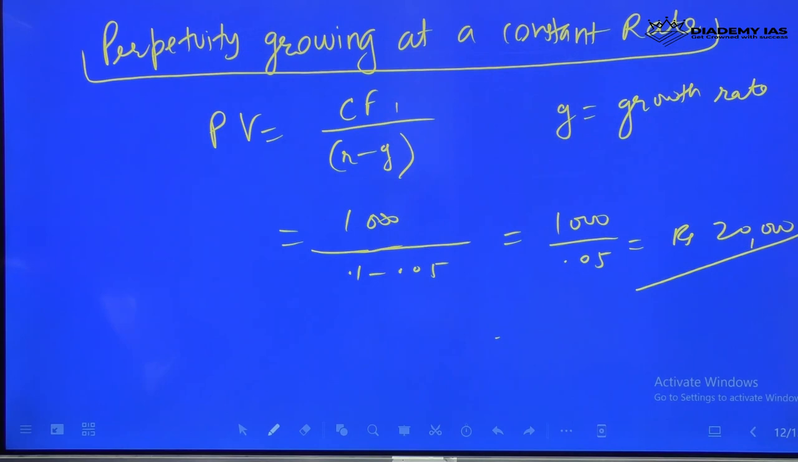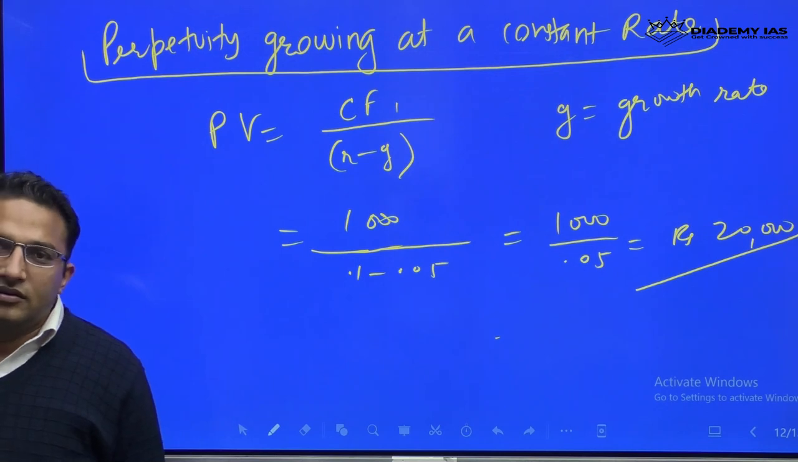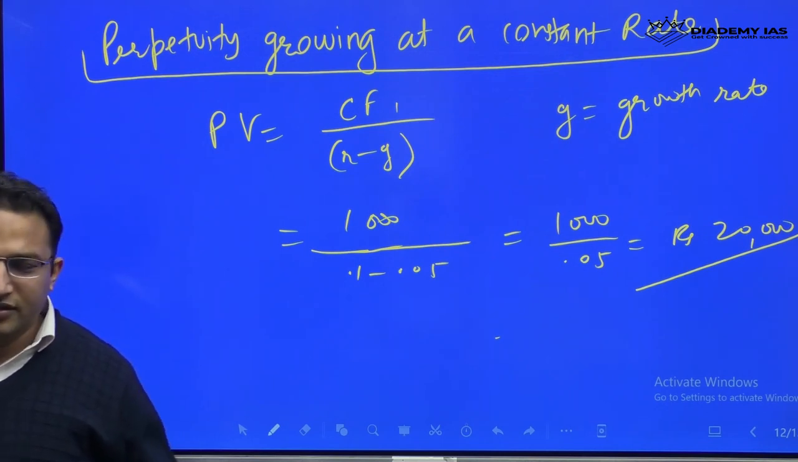So here, please see the formula. Present value is equal to cash flow divided by R minus G. We will multiply by 1 minus, but this is very extreme, not required for you. It is not required right now. I think you will get confused. Leave it. Not required for you. Okay?